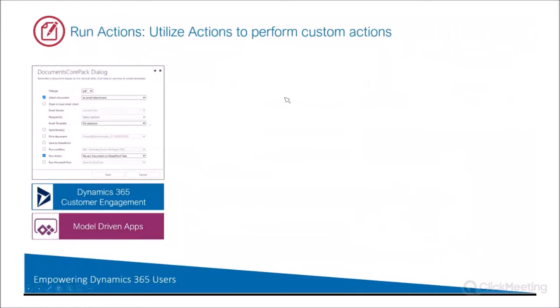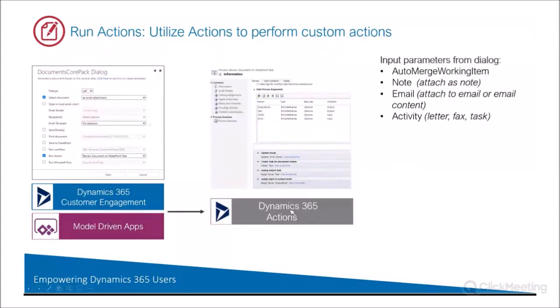The next piece is being able to run actions, so utilizing actions to perform those custom actions. Again, you can do this in the customer engagement or in model-driven apps through the dialog here. Just basically pick the run the action, pick the different action that you want to run, and then it'll perform that Dynamics 365 action.